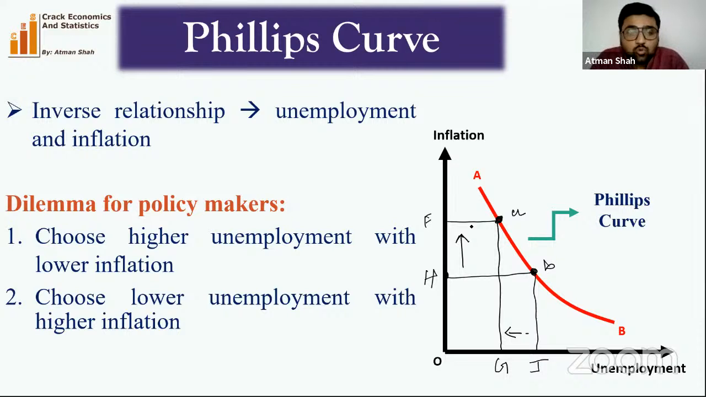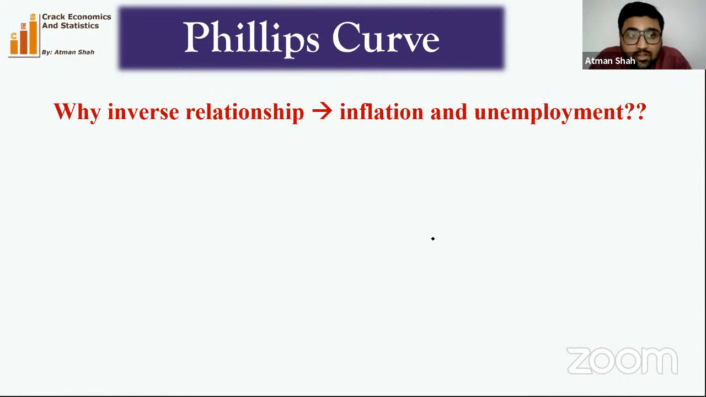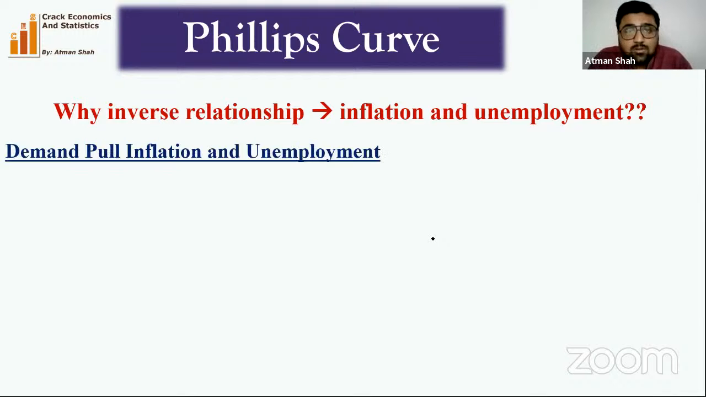So they have to choose a particular combination of inflation and unemployment in the economy. They cannot reduce the unemployment and inflation simultaneously because there is a trade-off. Now the question is, why do we have the trade-off? Why do we have the inverse relationship between inflation and unemployment? What is the reason behind that? So let's understand the demand pull inflation and unemployment.